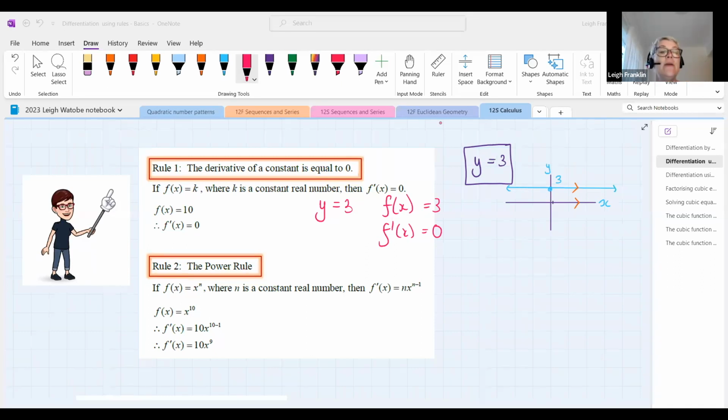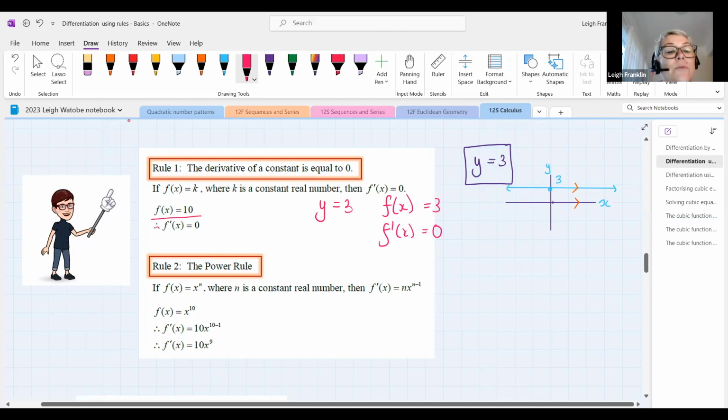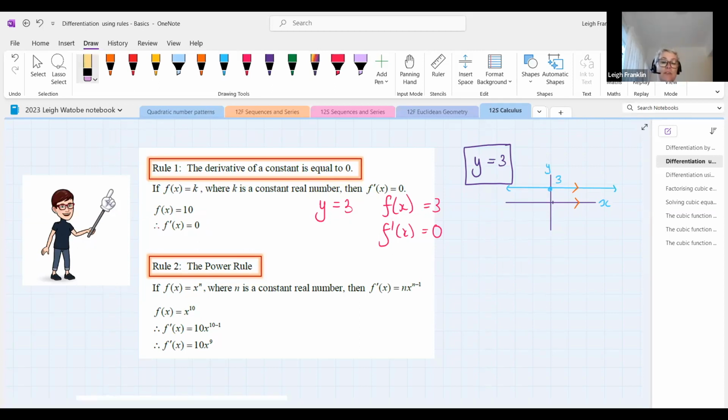And there again, can you see how it was written? If your function statement is f of x equals 3, you would then only write f prime x where you have taken the derivative. So that's this line over here, where your derivative was equal to 0. So that's rule number 1. The derivative of any constant is always 0. The second rule is called the power rule.